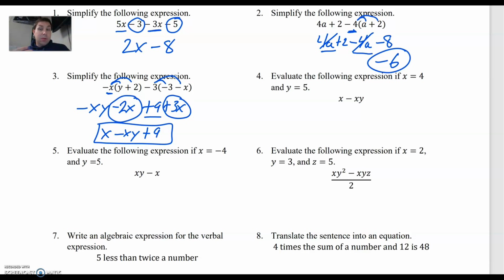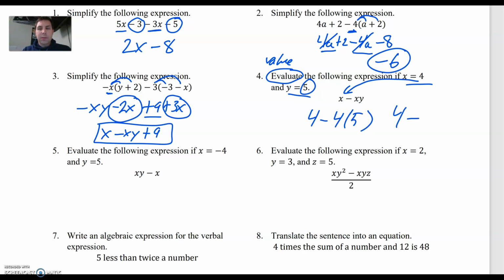Question number 4, it's asking to evaluate. Whenever you see that word, it just means find the value. Go ahead and find the value by plugging in. So if x is 4 and y is 5, I just replace or substitute each of those numbers in for the variable. So in this case, this is 4 minus 4 times 5, because again, y is 5. 4 times 5 is 20, so this is just 4 minus 20, which comes out to be -16.